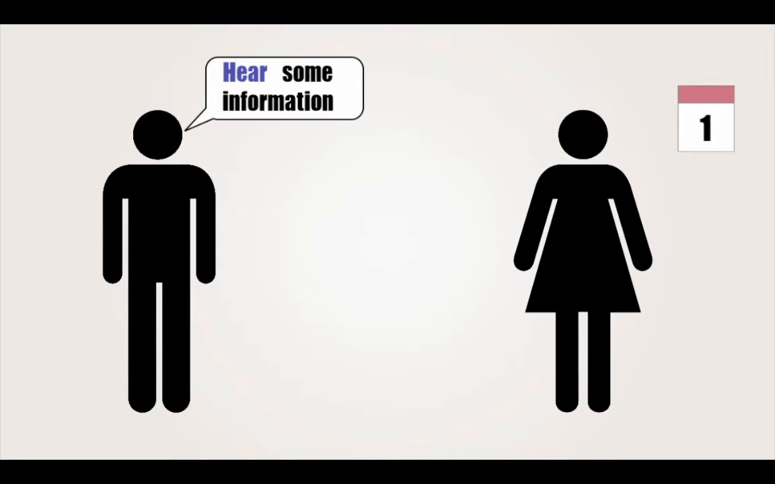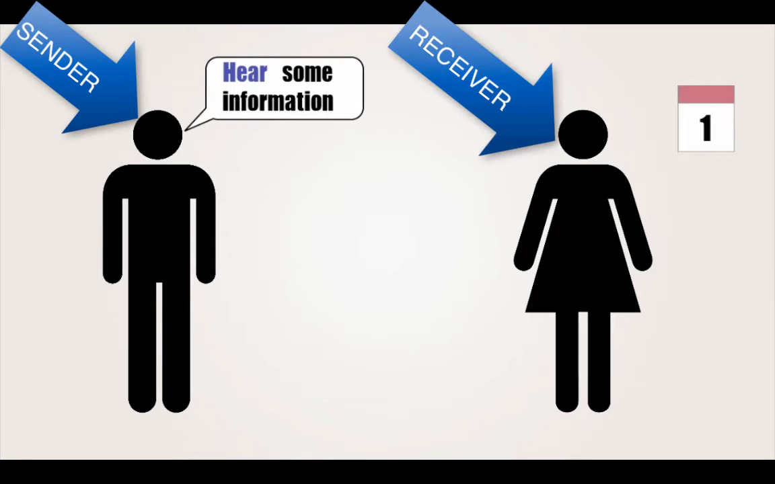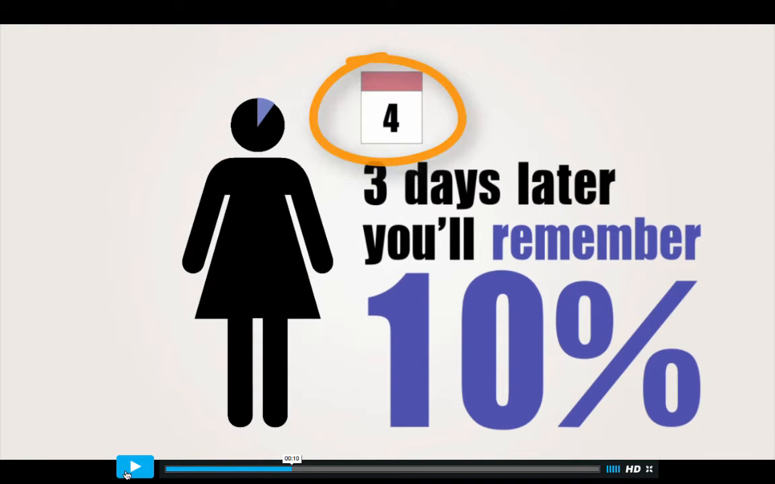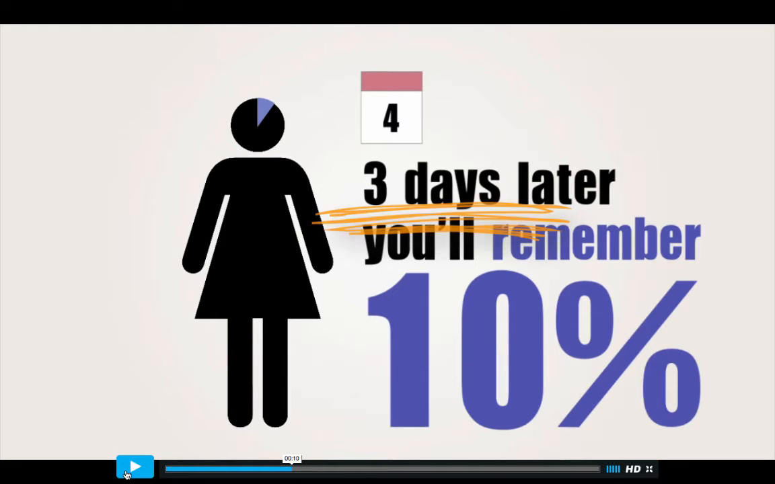First, you can see we have the two parties, the sender and the receiver, and we hear some information, and look over here on the right side, we see this little 1 number up here on the calendar. Now the calendar all of a sudden changed to the number 4, so automatically our mind is thinking, oh, 3 days later. But then we also see that text, 3 days later.